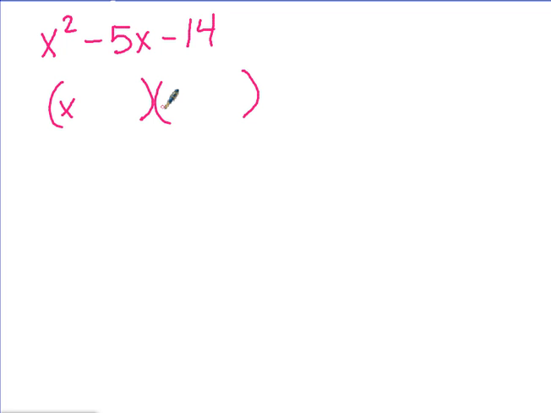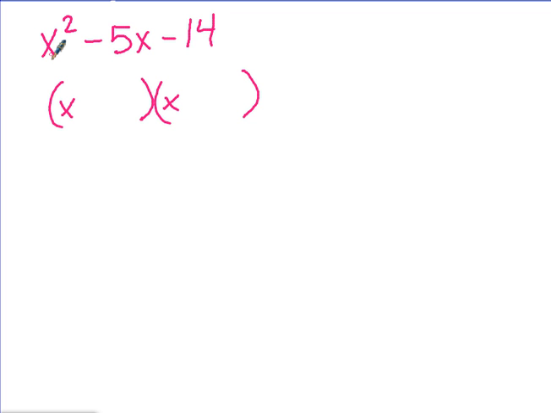Let's take a look at a couple other examples. All right, the next one we have is x squared minus 5x minus 14. We want to factor this one down into two binomials. We know that the first term in each binomial is going to be x because we have to have x times x to give me x squared.